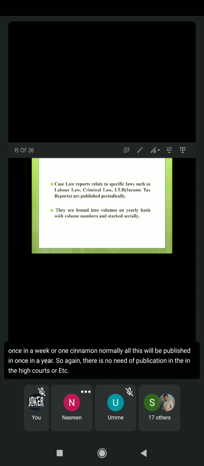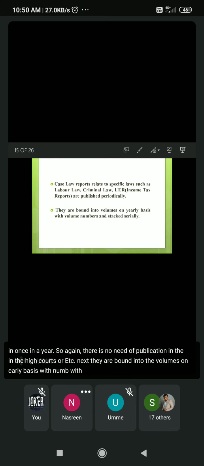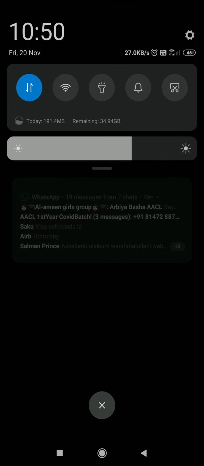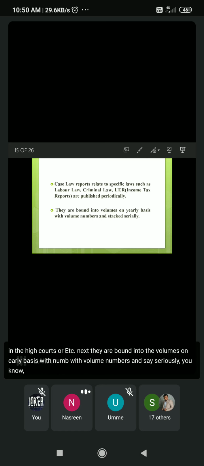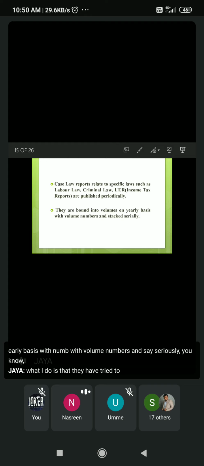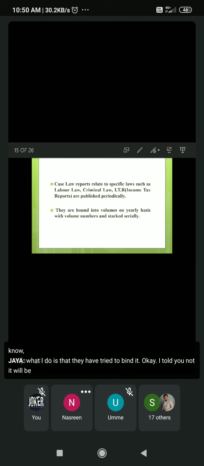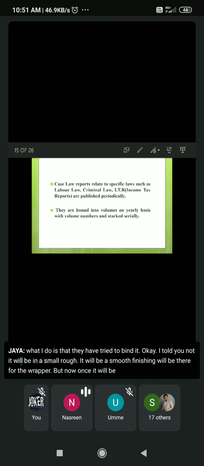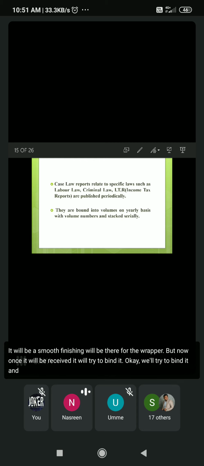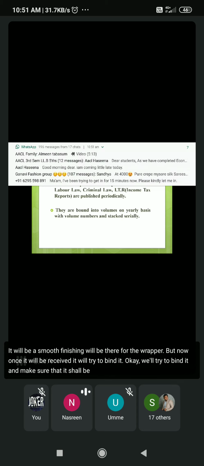Next, they are bound into volumes on a yearly basis with volume numbers, serially. See, now what they do is they try to bind it. I told you, it will be in a small rough form, and a smooth finishing will be given for the wrapper. But once we receive it, we will try to bind it and make sure that it lasts for a long time.